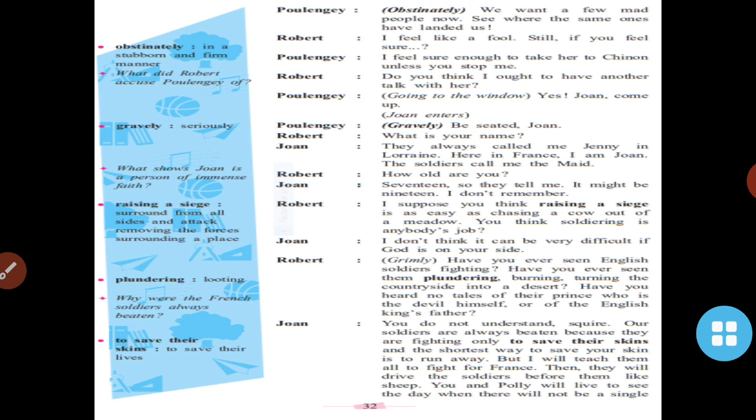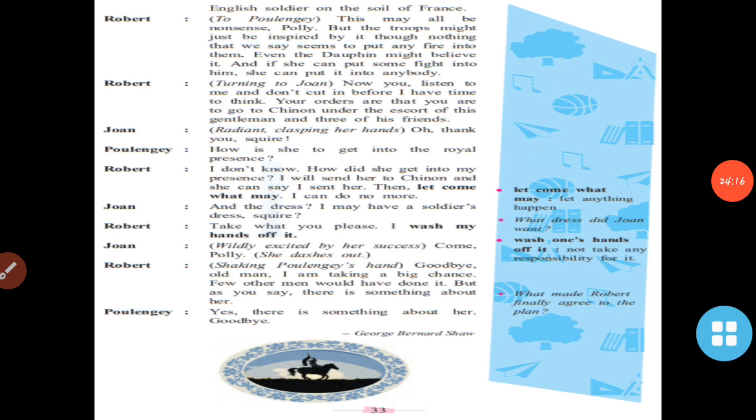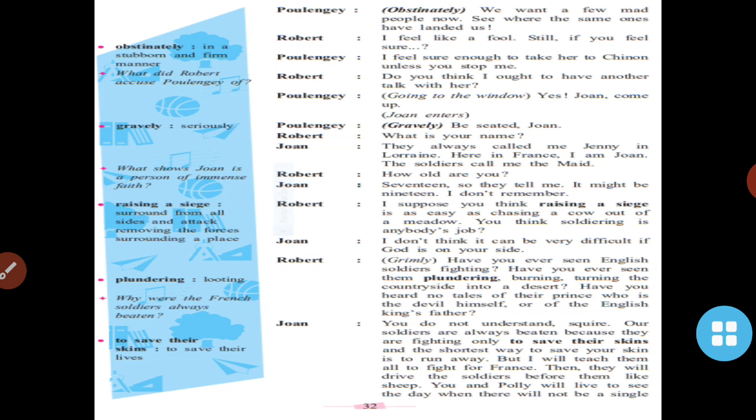we want a few mad people now. The same ones have landed us here. Robert says, I feel like a fool still, if you feel sure. Polanyi is saying, I feel sure enough to take her to Chinon unless you stop me. Now again Robert is saying, do you think I have to have another talk with her? Okay. Now Polanyi is going to the window.